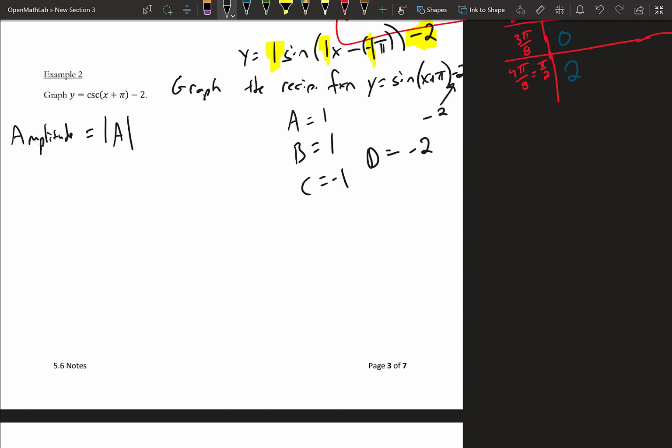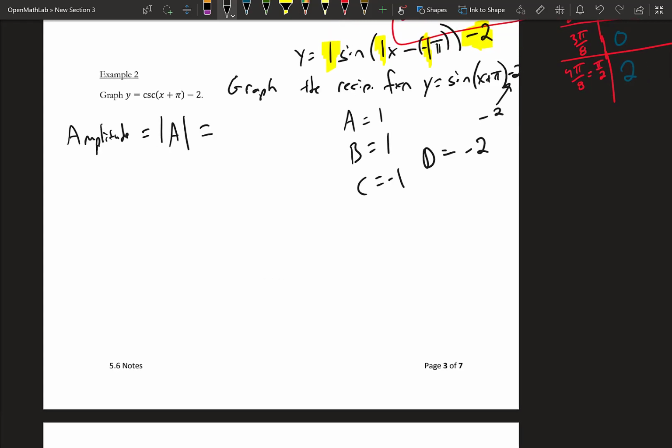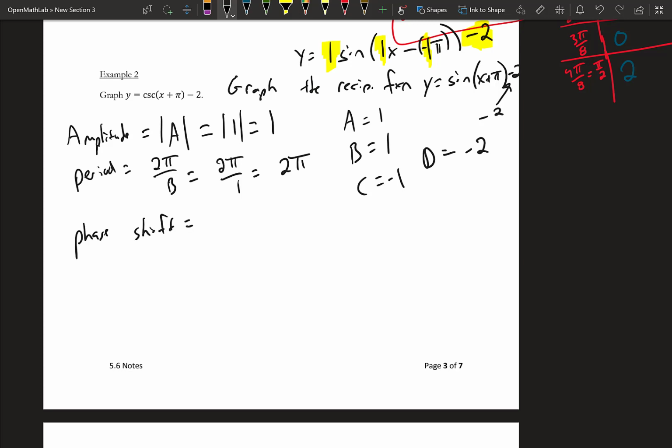So to find all of the pieces, to find the amplitude, we take the absolute value of A, which is the absolute value of 1, which is just 1. And then another thing we should know is the period. So the period is 2 pi over b, which in this case would be 2 pi over 1, which is 2 pi. We can also find the phase shift. Remember, the phase shift is equal to c divided by b, which in this case would be negative 1 over 1, which is negative 1.